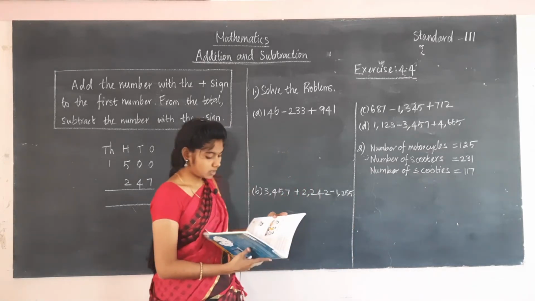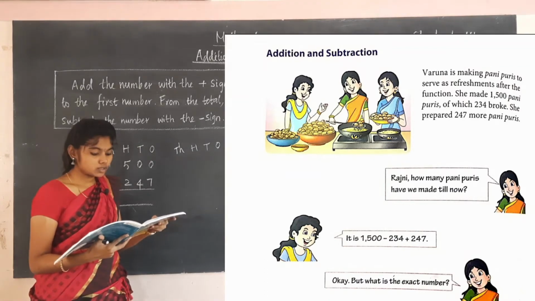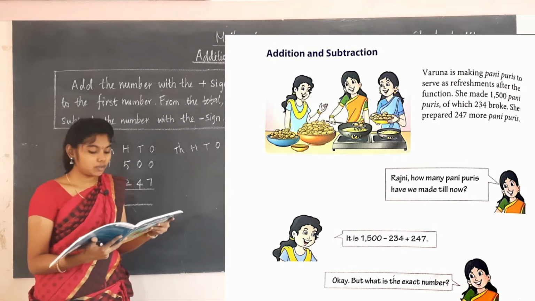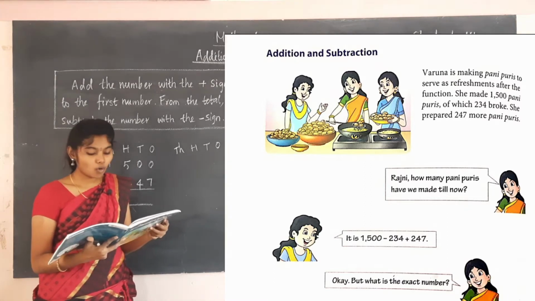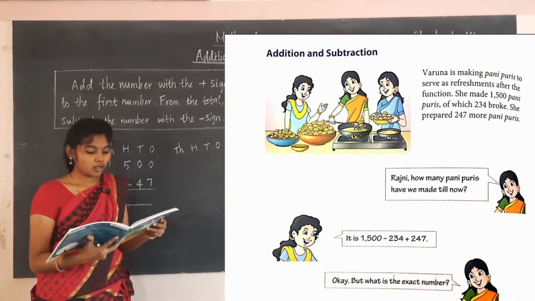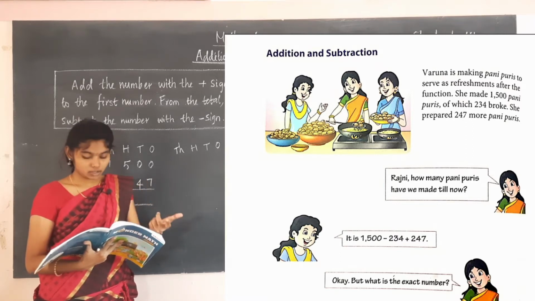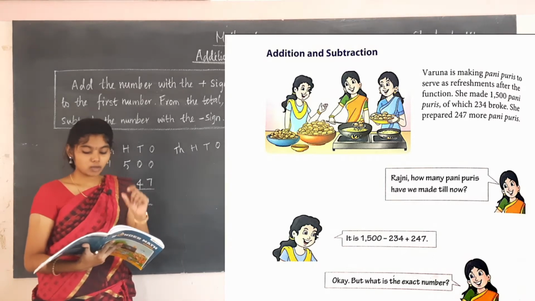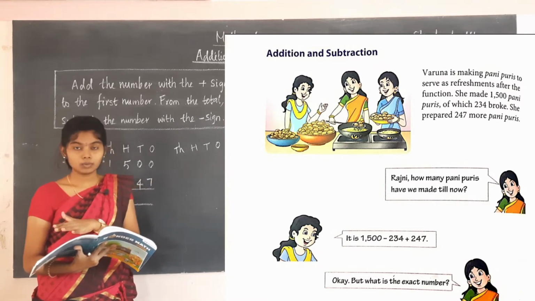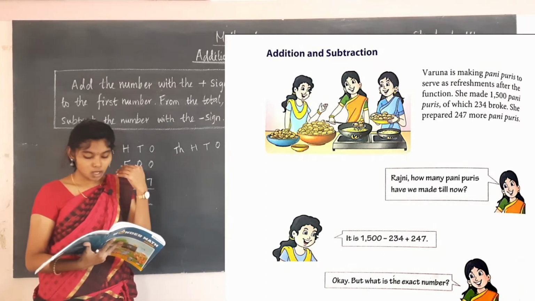So the first example given here is that Varuna is making pani puris to serve as refreshments after the function. She made 1500 pani puris, of which 234 broke. She prepared 247 more pani puris. So here Varuna is making pani puris. She serves the pani puris for the refreshment after the function. She made 1500 pani puris, and from that 234 have broken. That's why she prepared 247 more pani puris.